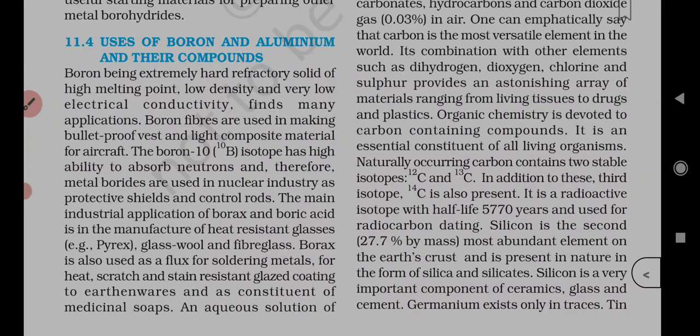हमने देखा था कि कैल्शियम के भी यूज़ होते हैं एज माइल्ड एंटीसेप्टिक. सो एक्वस सोल्यूशन जो होता है किसका, बोरिक एसिड का. Aqueous solution of boric acid is used as antiseptic.